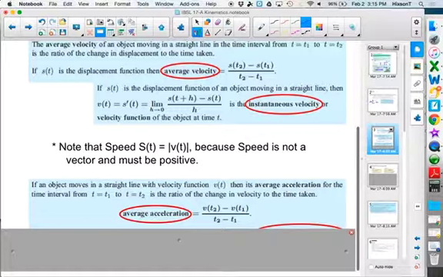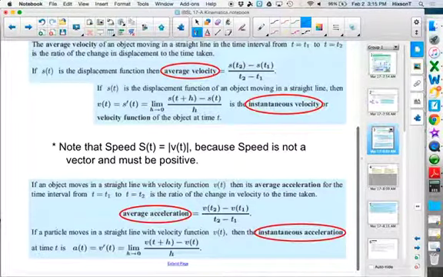Instantaneous acceleration, however, is a of t, the second derivative of our displacement, or the derivative of our velocity, evaluated at a particular time. So, these are the concepts involved. I want to think about really understanding what these are, though.